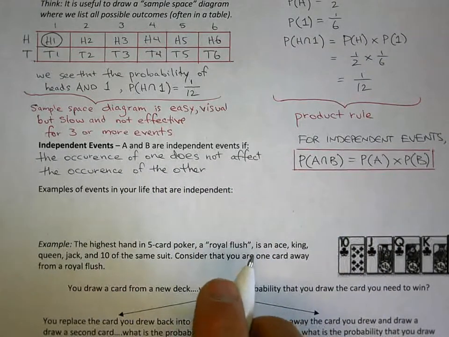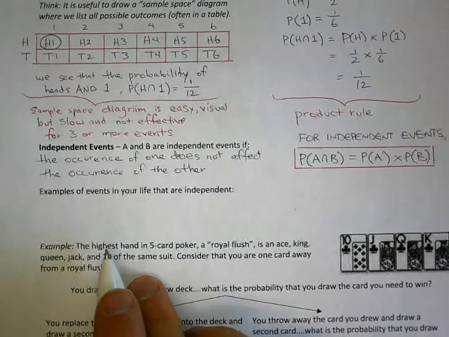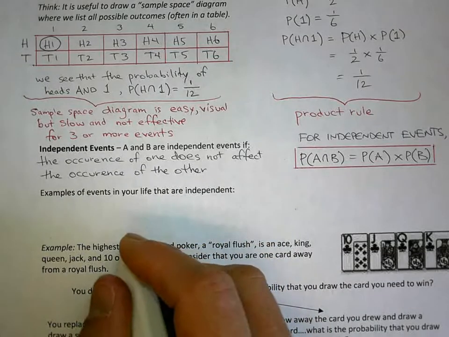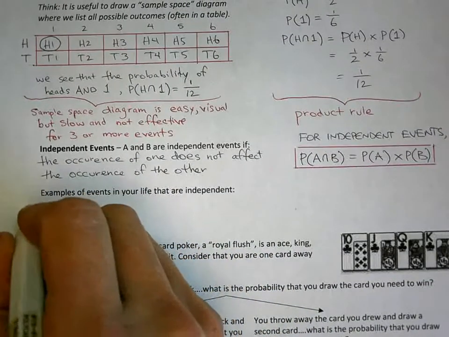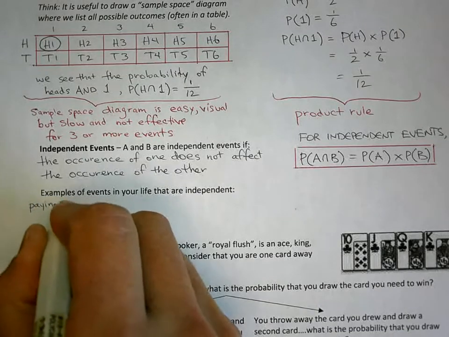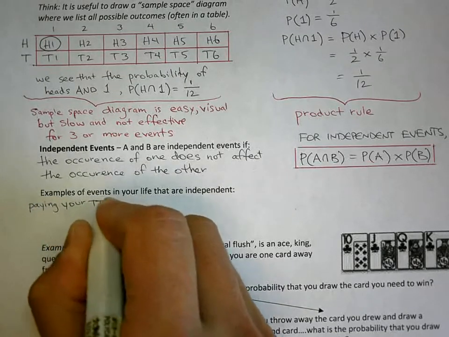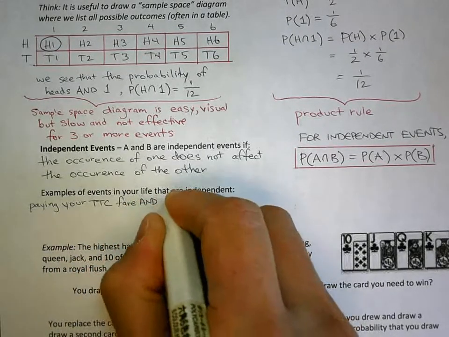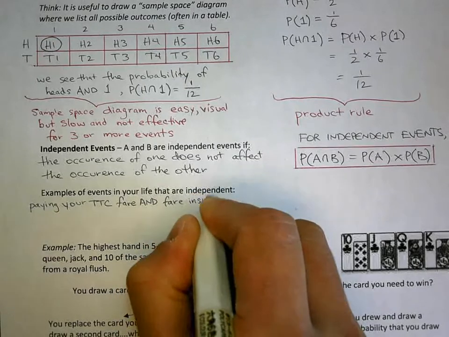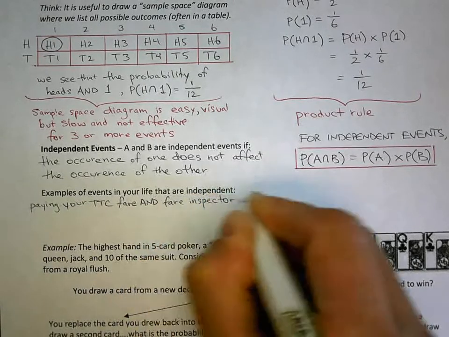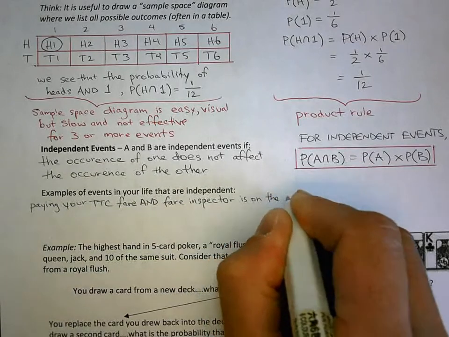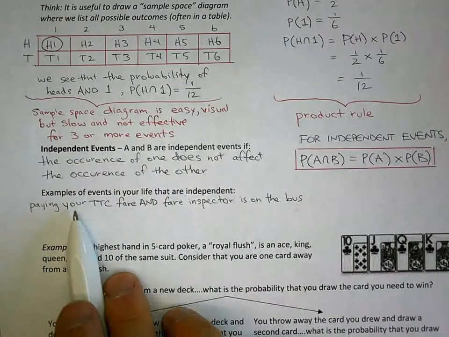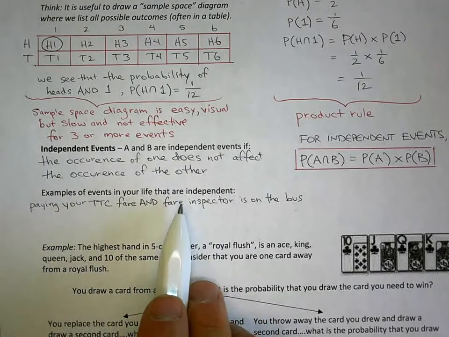For example, it could be any two things that aren't related. The classic one, I think, for students on the TTC is paying your TTC fare and the fare inspector being on the bus. Those two things are independent. You pay your fare, it has nothing to do with whether a fare inspector is going to show up or not.